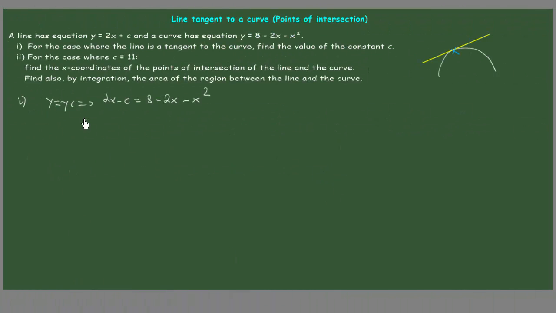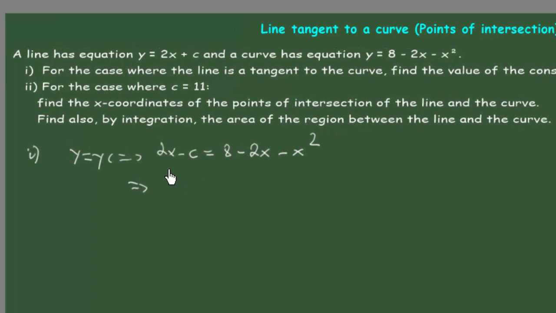All right, so this means we can pass everything to this side. We're going to add plus x squared, so we have x squared. We can rearrange it in decreasing order, starting with the x squared, and then we pass minus 2x to the other side and add it to 2x here. It gives us 4x. And then we have plus c, and passing 8 to the other side, subtracting 8 on it gives us minus 8, and that's all equal to 0.